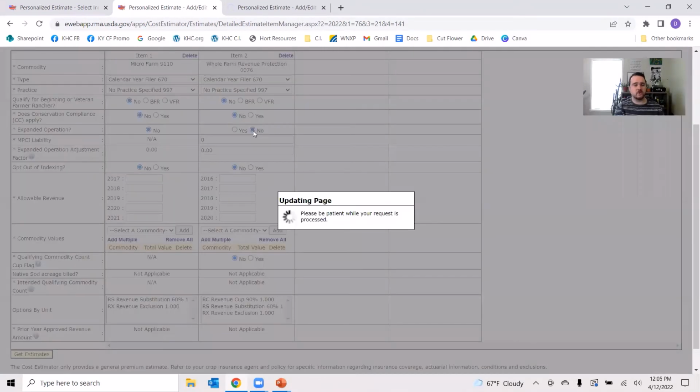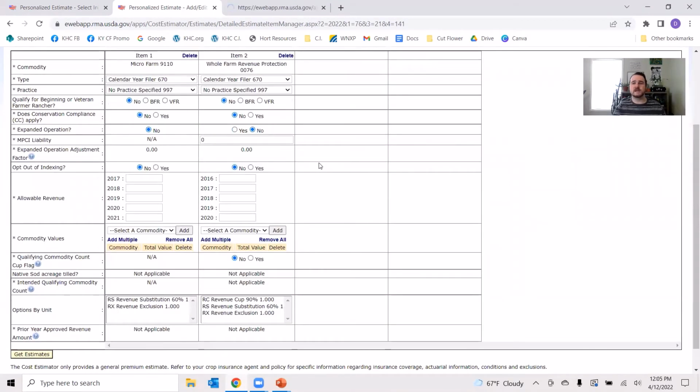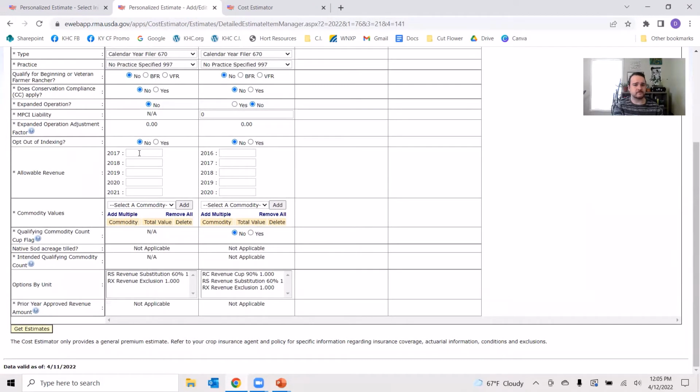I'm going to change the whole farm to no on expanded operations. So we're not going to try to guess what our growth will be. But it's nice that it allows you, if you can prove you've had growth that's pretty steady over the last couple of years, you can choose to insure at your projected price or your projected revenue, so that you can protect that. But we'll leave that blank for now. We'll say no. And now down here is where we will input our revenue for the past 5 years.